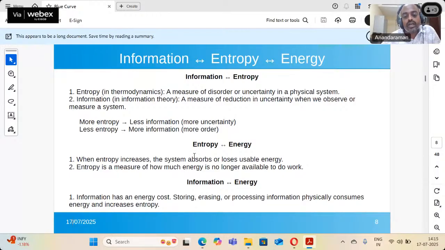So how are entropy and energy linked? When entropy increases, the system loses usable energy. When there is no order, then energy will be wasted. Entropy is a measure of how much energy is no longer available to do work. So if a system has more entropy, meaning less information, then more energy will be wasted. If the information is less, entropy is more, and energy is wasted.